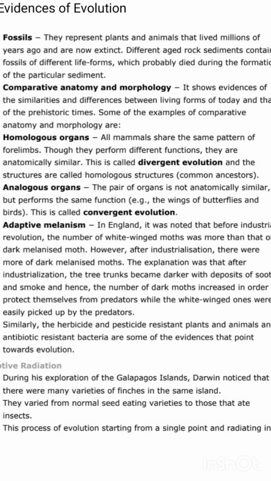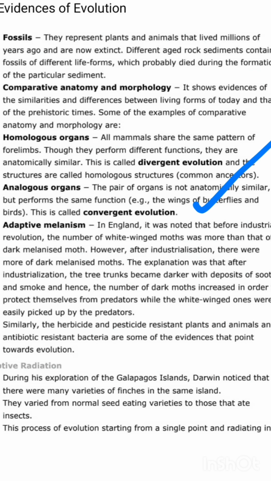What is an analogous structure then? The pair of organs is not anatomically similar but performs the same function. For example, wings of butterflies and birds, they perform the same function but they are not anatomically similar, and that type of evolution is called convergent evolution.